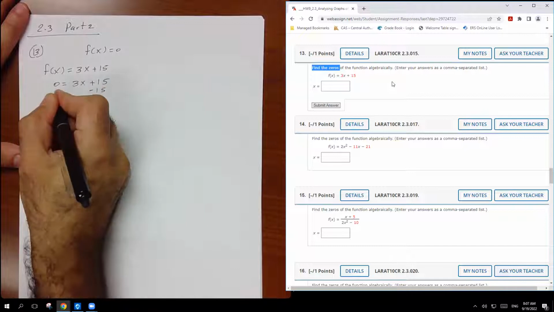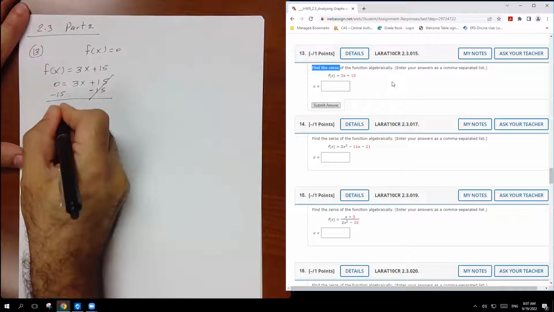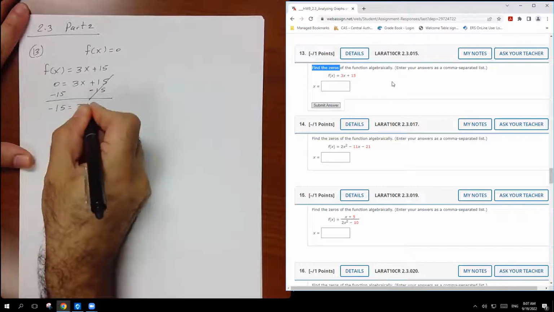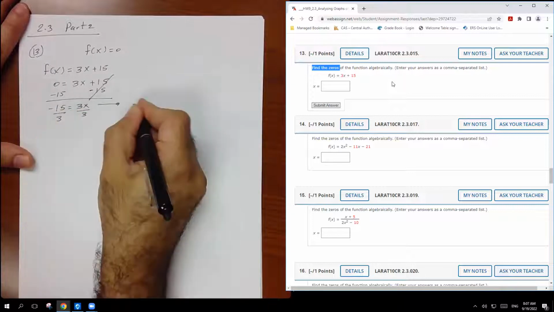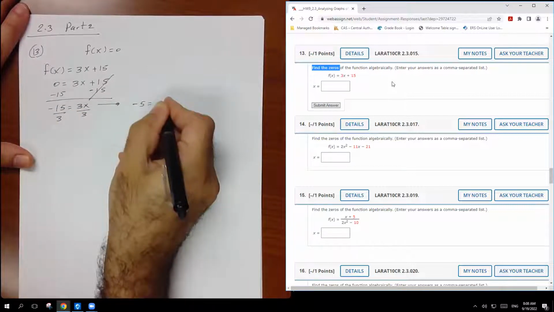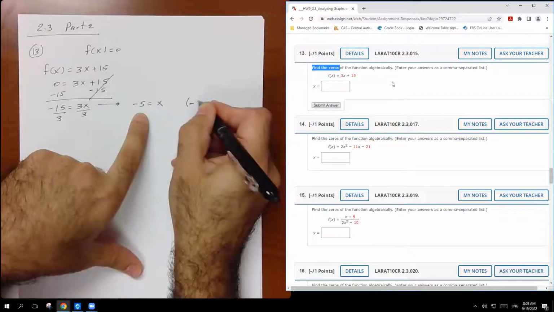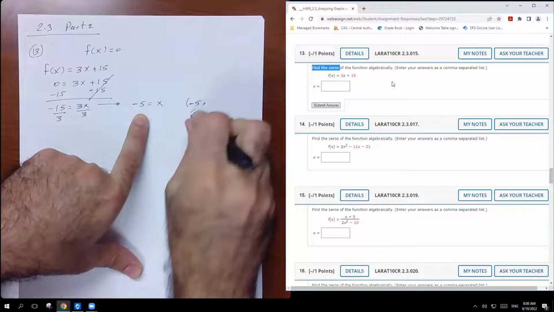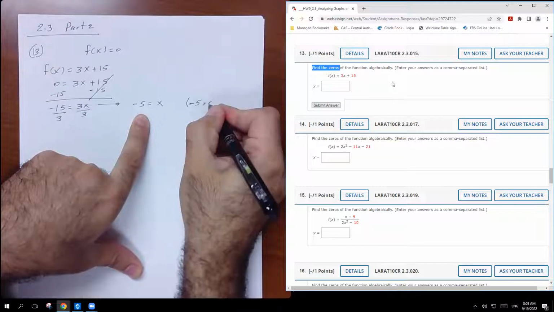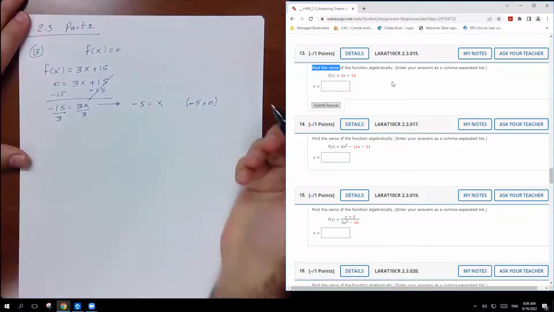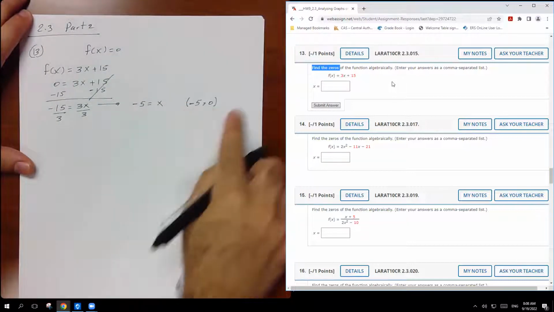Subtract 15 from both sides. Then negative 15 is equal to 3x. Divide both sides by 3. That means negative 5 is equal to x. So at this point, x equals negative 5, y is equal to 0. This is the x-intercept. They're not going to tell you to find the x-intercept. They're going to tell you to find the zeros, which means the graph intersects the x-axis at this point.